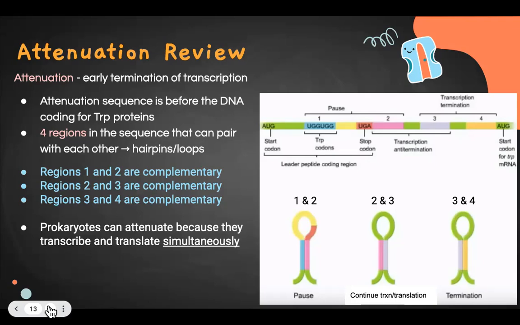Definition-wise, attenuation means that transcription will cut off early. Suddenly it realizes that we don't actually want to follow through and make all these proteins, so we have to find a way to cut it off and shut it down. This is the way it works. It's good to know which regions are complementary: 1 and 2 go together, 2 and 3 go together, and 3 and 4 go together. The trp codons and stop codons are in there too, but we'll talk about that on a later slide.